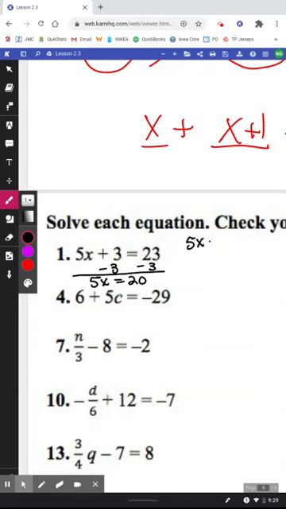And then I need to solve for x again. Rule number 4 says, is there any multiply or divide? Yes, there is. It's being multiplied by 5. The opposite would be to divide both sides by 5. And x equals 4.